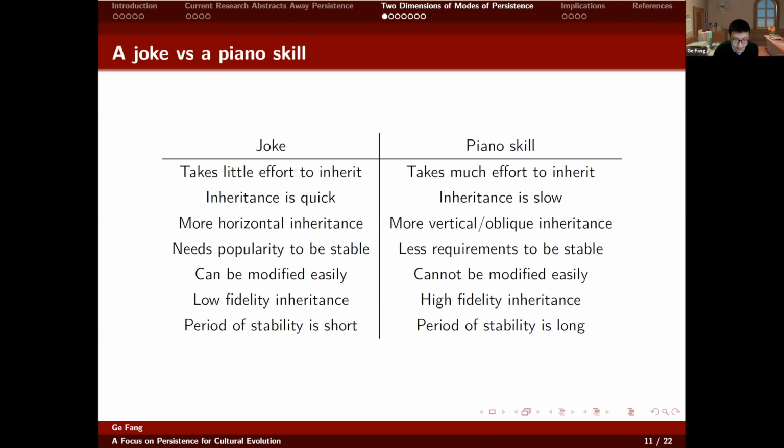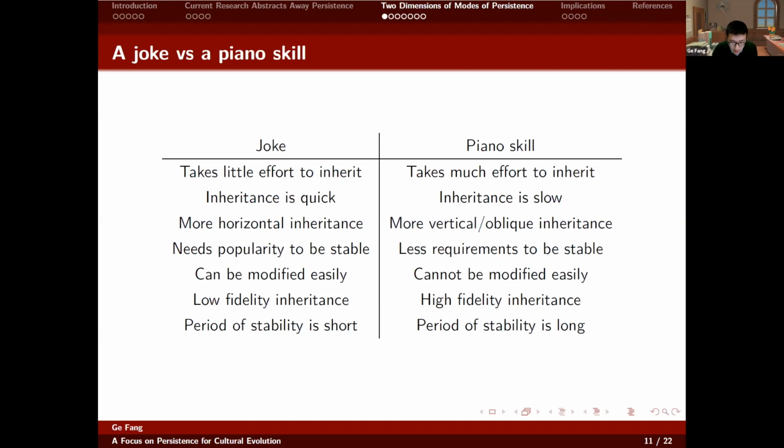A joke can be modified easily. If we learn the joke, we can change it to suit different needs according to our social context. Piano skills cannot be modified as easily. It is hard to change the style of playing piano. It is also hard to change bad habits in playing. Changing the piano skill again requires repetitive and conscious practice over a long time.